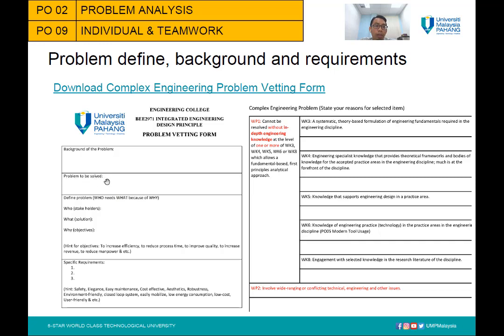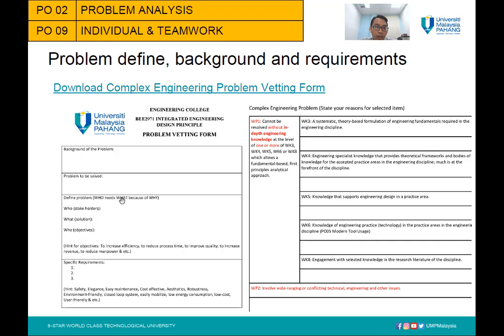What is the problem that you need to solve? Okay, and then define the problem: who needs what, because of why. Who is the stakeholder, orang kampung ke, siapa ke, anak-anak ke, pelajar sekolah ke, ibu bapa yang hantar anak ke sekolah ke. Who is the stakeholder, and requires, needs, what is your solution. Require a system that, what system, what solution, because of why. So why is the objective.